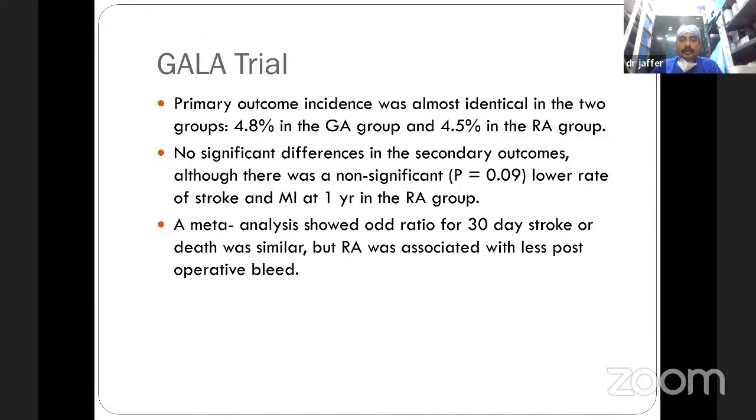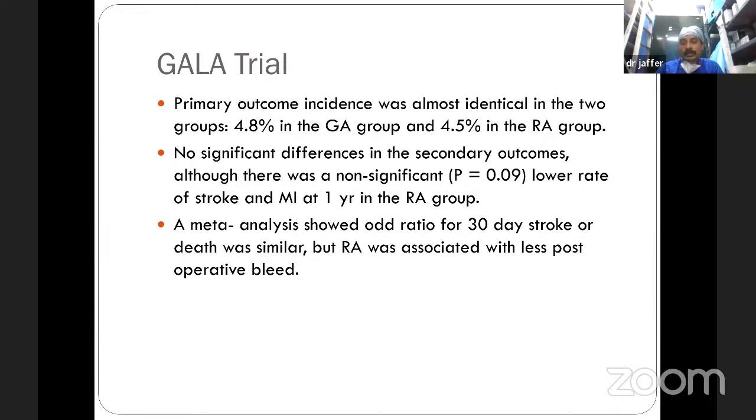They found that there was no difference. The primary outcome was almost identical in the two groups, that is 4.8% in the general anesthesia group and 4.5% in the regional anesthesia group. There were no significant differences in the secondary outcomes either, although there was a non-significant lower rate of stroke and MI at 1 year in the regional anesthesia group. A meta-analysis showed the odds ratio for 30-day stroke or death was similar in both groups, but regional anesthesia was associated with less post-operative bleed.